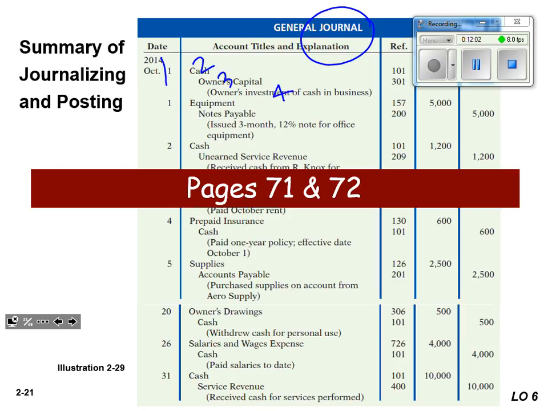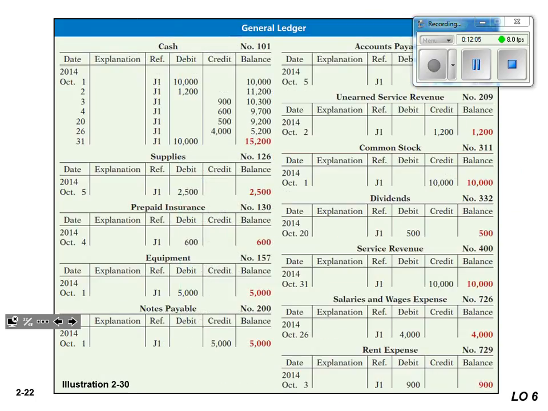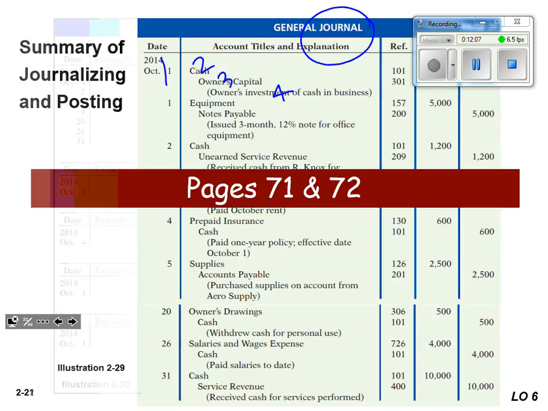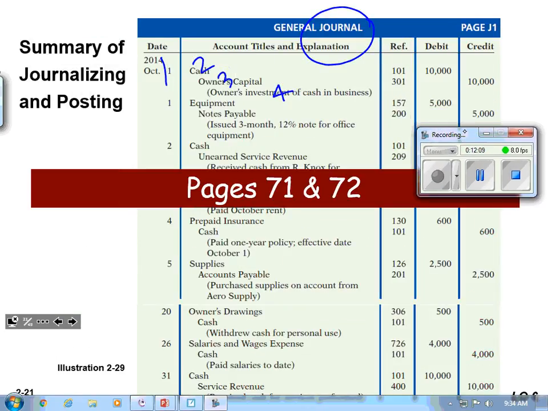But then I go tell more of the story. This also looks kind of chaotic, but here's what I'm talking about. I'm going to move that in a minute. So on October 1st, cash was debited for $10,000. What I'm going to go do is tell that individual story or post it.